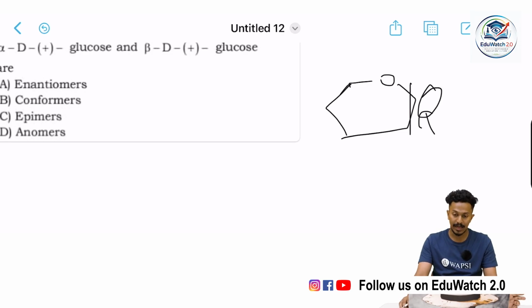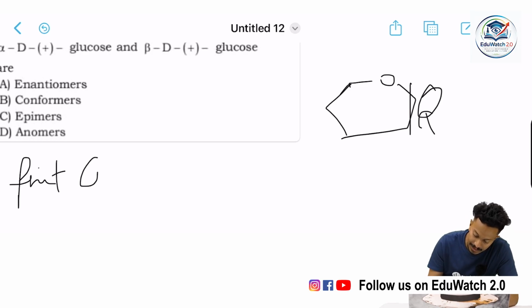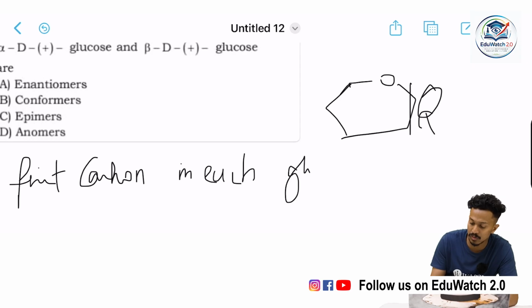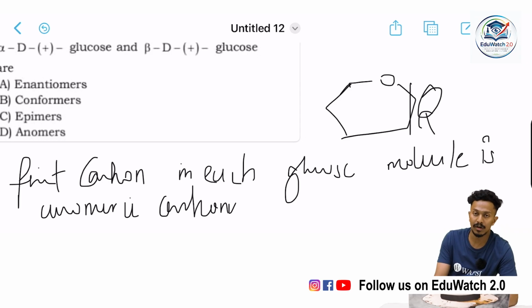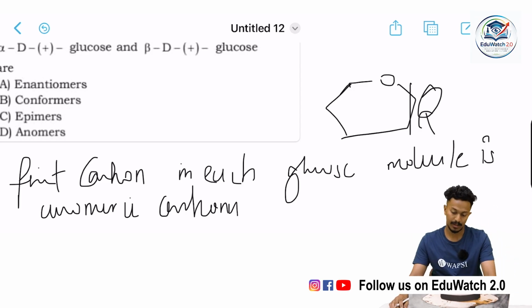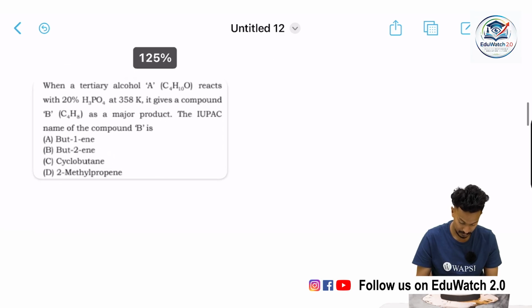So this is the anomeric carbon. Both alpha-D-(+)-glucose and beta-D-(+)-glucose are anomers, because the first carbon in each glucose molecule is the anomeric carbon. Therefore both of them are called anomers. We'll have to move to our next question.